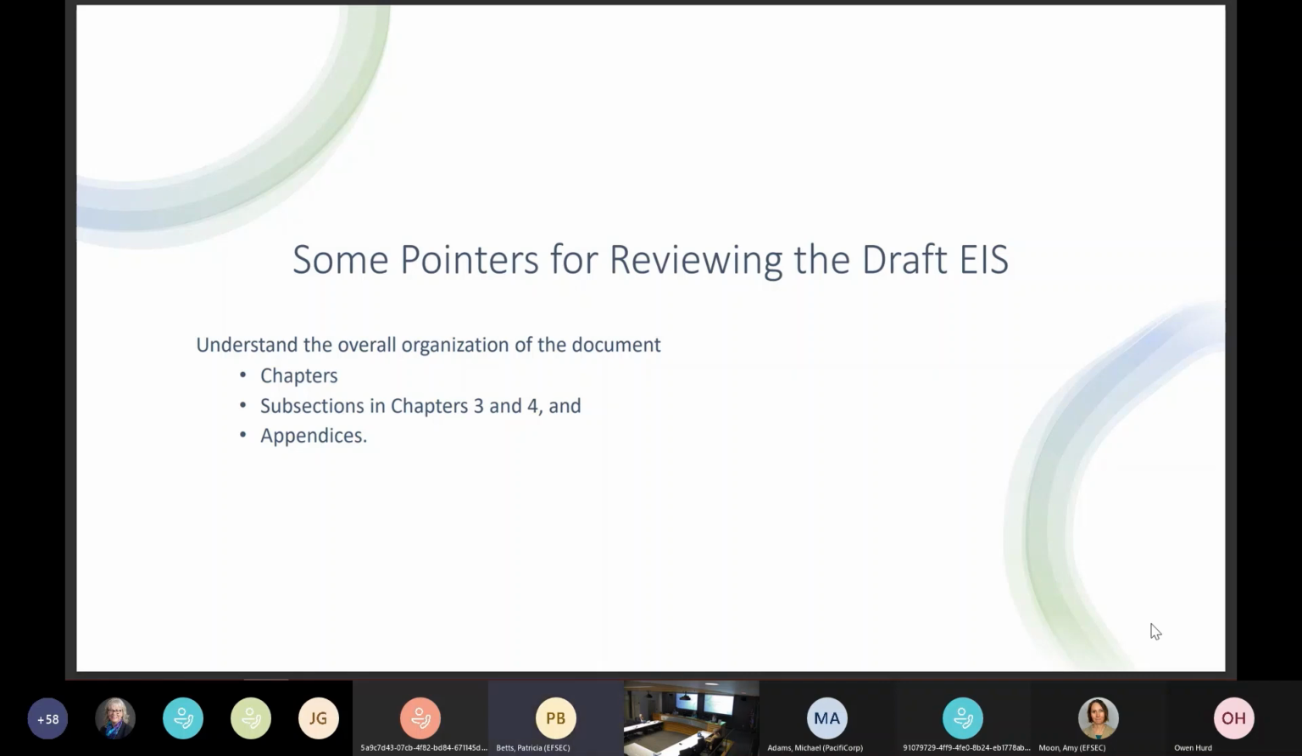The end of each chapter 4 resource section also identifies the applicant commitments relevant to that resource topic, and it summarizes the impacts of the proposal and identifies mitigation that can help to reduce those impacts. Refer to the appendices when you want more detailed information on a particular resource discussed in chapter 4. Next slide.